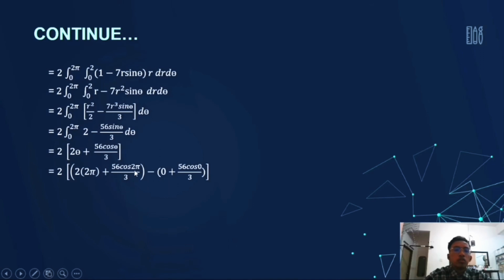We know cos 2 pi is equal to 1 and cos 0 is equal to 1. Now the 56 over 3 will be subtracted by 56 over 3 and it will be gone. After that, we get 4 pi because 2 times 2 pi. For the last answer, we got 8 pi.